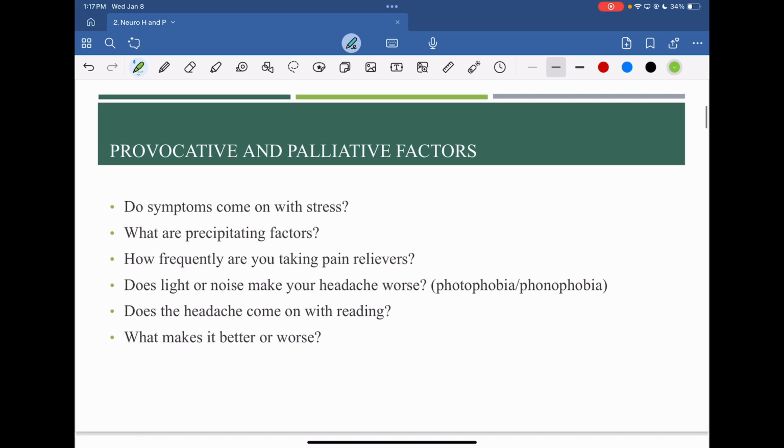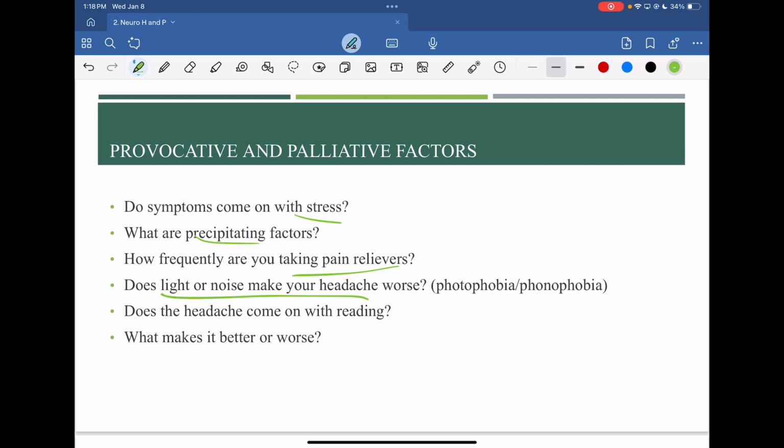Your provocative and palliative factors. Is it worse with stress? What happened before you started getting these problems? When we get to headaches and facial pain, we're talking about doing a headache diary. When you have a headache, what happened before? What were you eating before you had this headache come on, especially with migraines? How frequently are you taking pain relievers? If your pain is not controlled and you're popping pills every 6 hours, something is going on. What's going on? Does light or noise make your headache worse? It's called photophobia or phonophobia.